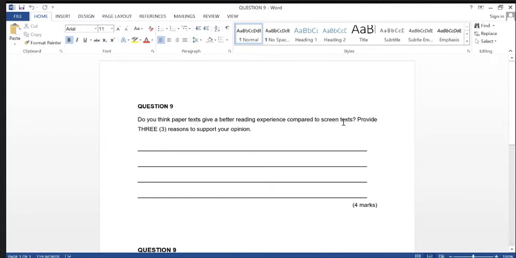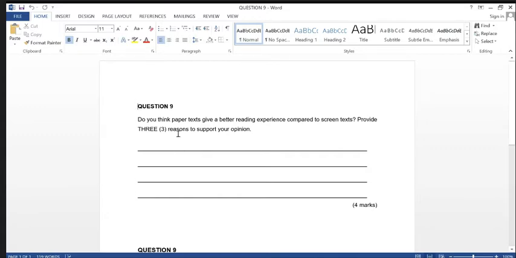So what do you have to do? You must answer this question first before macam buat matematik lah. Step 1 baru boleh buat step 2. Tak boleh terus jump step 2. Step tu penting untuk dapat markah. Sama macam ni. Okay, do you think paper text give a better reading experience compared to screen text? Answer this first. Yes, I think paper text give a better experience compared to screen text. Ataupun, because it's your opinion, you can answer no, screen text give a better reading experience compared to paper text. Tak apa. Yes or no is up to you.